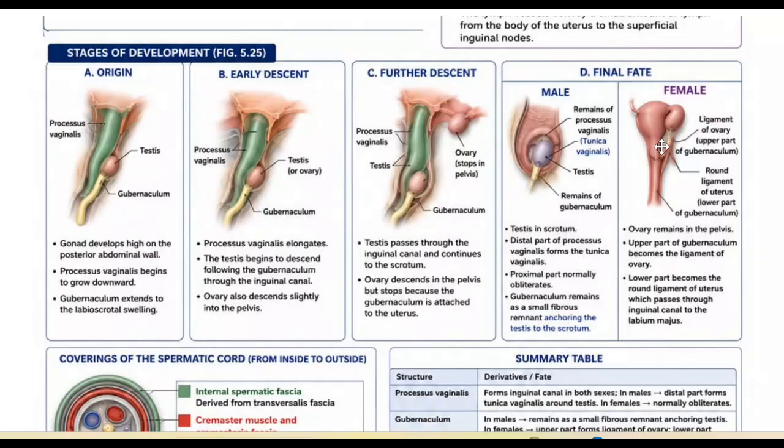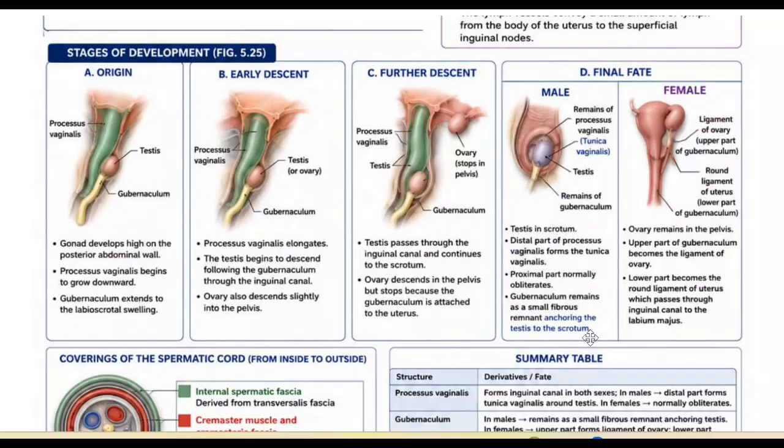Then about the female final fate, the ovary remains in the pelvis. I already told you, because the gubernaculum attaches to the posterior part of the uterus, it is not guiding the ovary further down through the inguinal canal. That's why the ovaries remain in the pelvis, and the upper gubernaculum becomes the ligament of ovary, and the lower gubernaculum becomes the round ligament of uterus, which passes through the inguinal canal into the labium majus. Okay, that is the lower part of the gubernaculum, and here is the upper part.